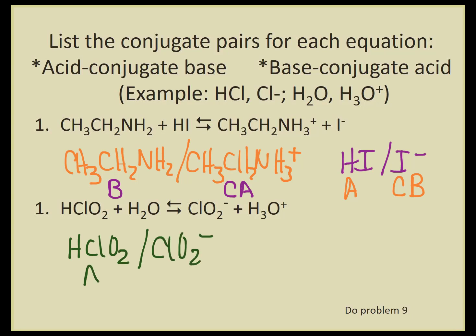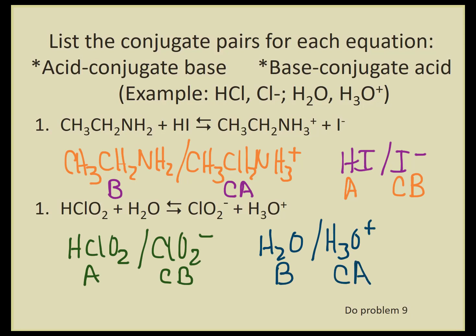So this one is my acid, and this is my conjugate base. And this one is my base and my conjugate acid. So it's just kind of tearing it apart from that balanced equation. So we can see in this first example that we had an H plus go away. And in this next example, we had an H plus come in.